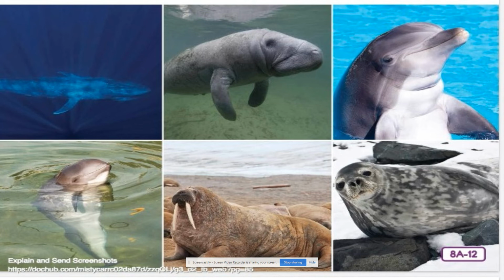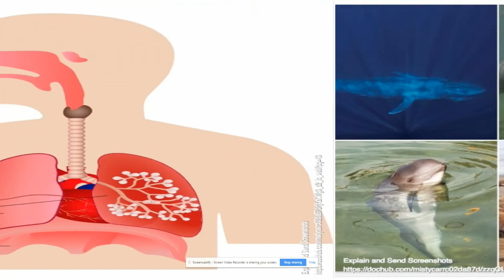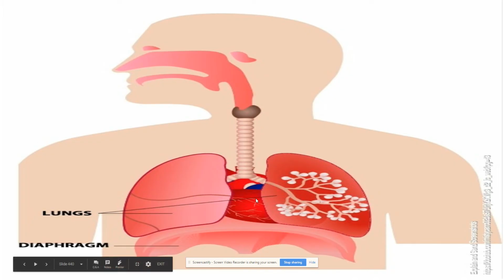All mammals, including whales and porpoises, dolphins and manatee, must come to the surface of the water now and then to breathe. So here you can see you've got the lungs, and underneath the lungs is the diaphragm.